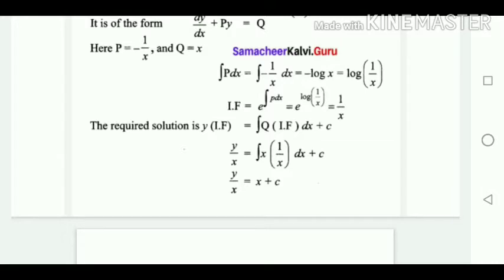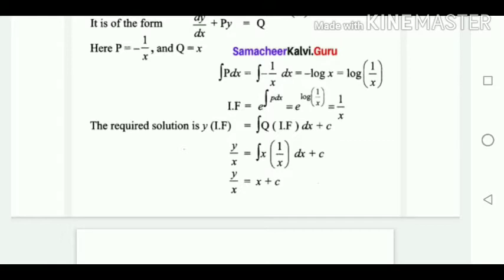Next step is to find the IF. The integrating factor is nothing but e power integration of P dx. Already we found the integration of P dx, so we write it in the power of e: e power log 1 by x. The log and e always cancel, as you already know, so we get 1 by x.